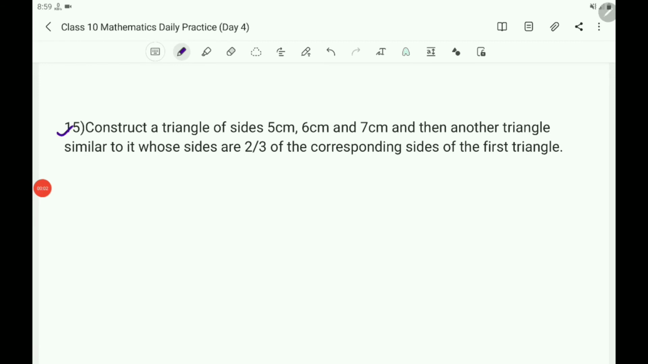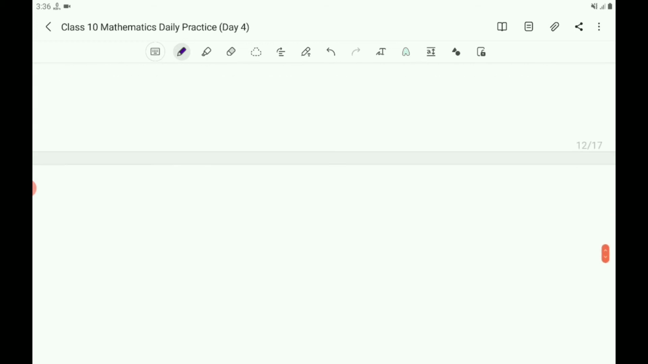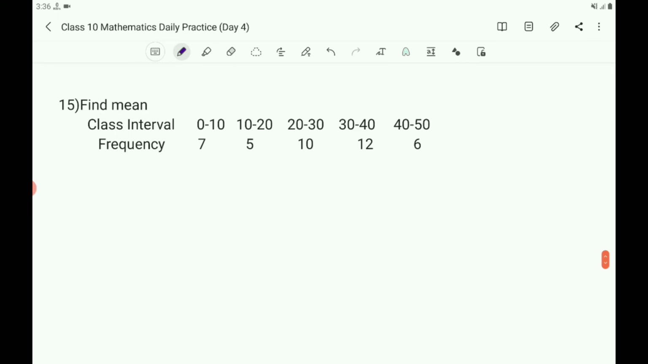The next question, 15th question. Construct a triangle of sides 5, 6, 7 cm and then another triangle similar to it whose sides are 2 by 3 of the corresponding sides of the first triangle. This construction is also done in the construction video. Children, go through the construction video, observe the steps, follow the steps and do the construction.